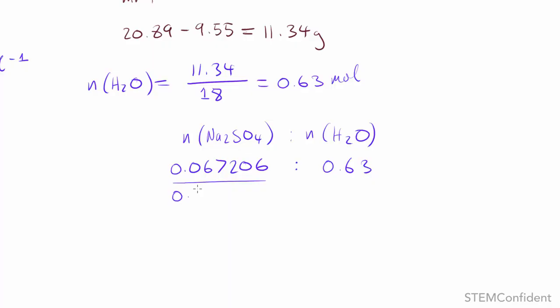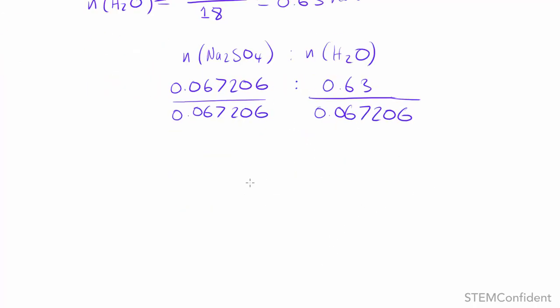So divide that by 0.067206. And because it's a ratio, what we do to the left-hand side, we also want to do to the right-hand side. So the 0.63 also, we want to divide by 0.067206. Effectively what we're going to get is 1 on the left-hand side, and on the right-hand side, what you should find is that you get 9.3742.